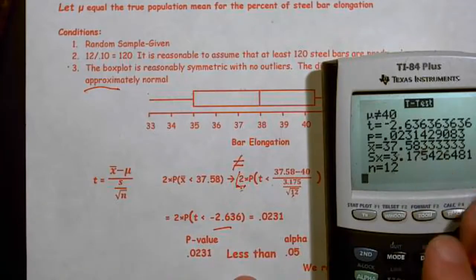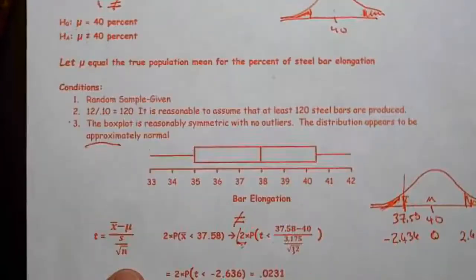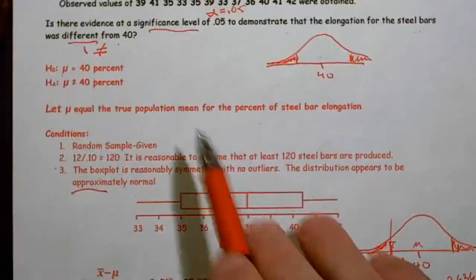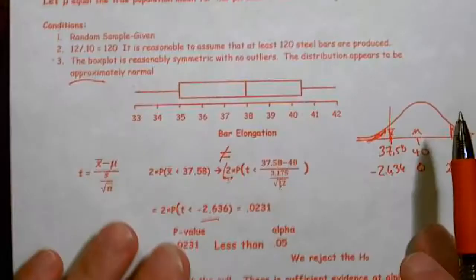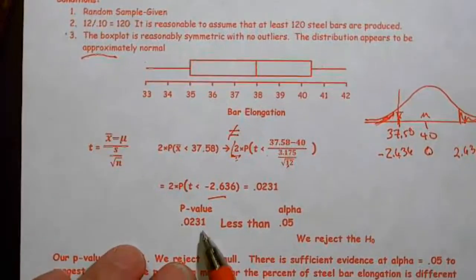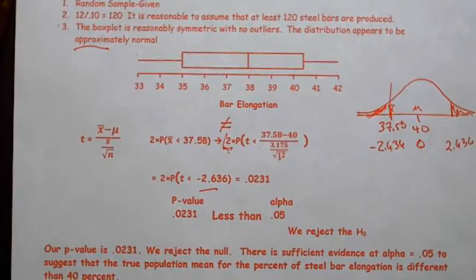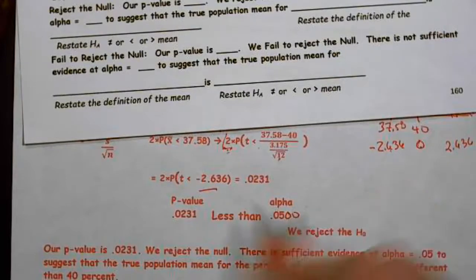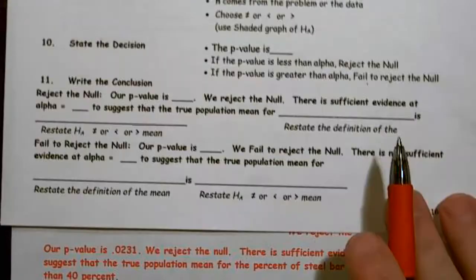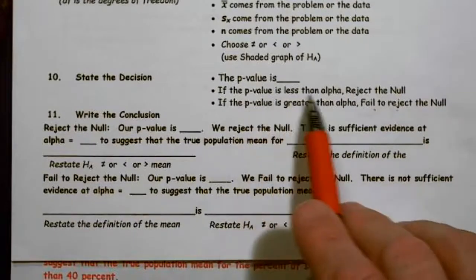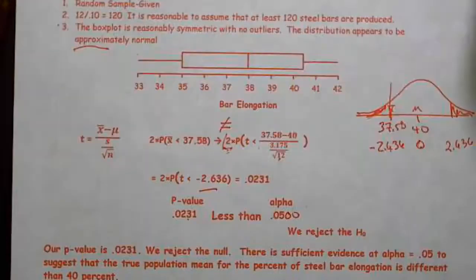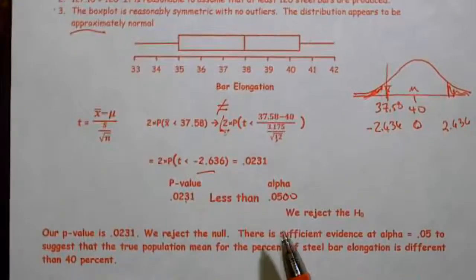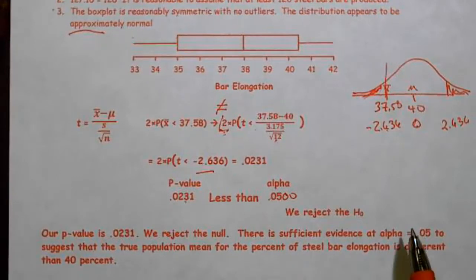0.0231. In this case, they told us to test at an alpha level of 0.05, significance level of 0.05, and 0.0231 is less than 0.05, all right? And remember, make these the same length. 0.0231 is less than 0.0500. And if I look at my recipe, if the p-value is less, we reject. So our p-value is 0.0231. We reject the null. There is sufficient evidence at alpha equal 0.05.